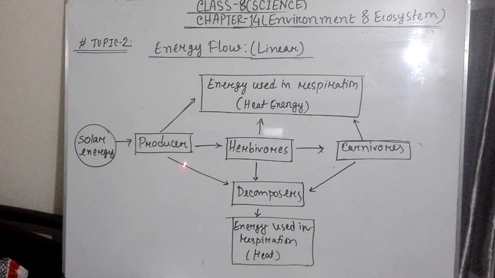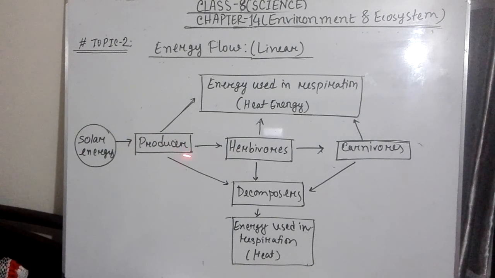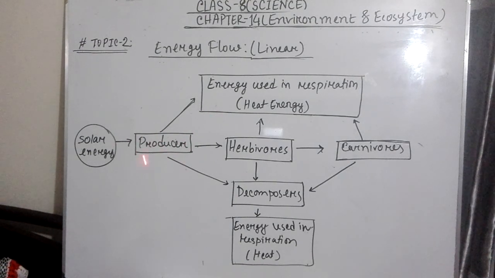So energy from the producers can be transferred in three ways. When they are eaten by herbivores, the energy is passed, and one portion of energy is spent in respiration, and if the producers are dead, they are decomposed by the decomposers. Then you see the herbivores are eaten by carnivores. Actually, you know, carnivores are the animals which eat meat.